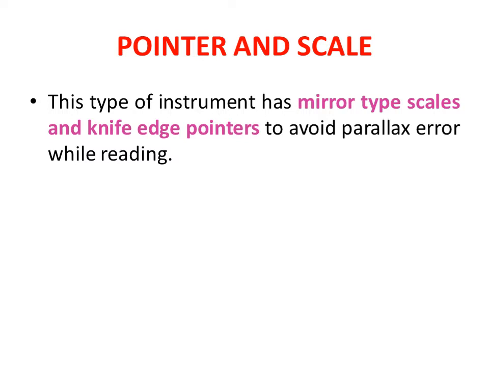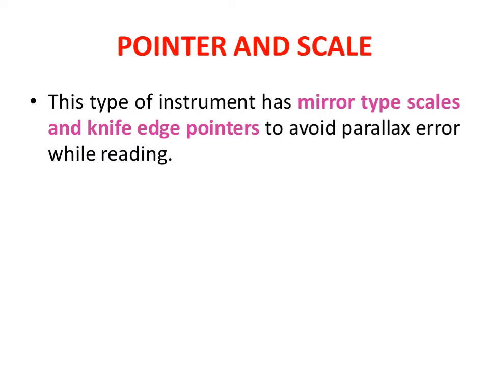Now the deflecting torque is produced due to the interaction of these two fields. The pointer will deflect because of the interaction of two fluxes. So what are the two fluxes here? One is the load current flux due to the fixed coil, and the second one is the voltage flux due to the moving coil. If these two fluxes interact, the deflecting torque is produced, and the deflection indicated by the pointer is proportional to the power supplied to the load. That is the very simple principle of an electrodynamometer type wattmeter.